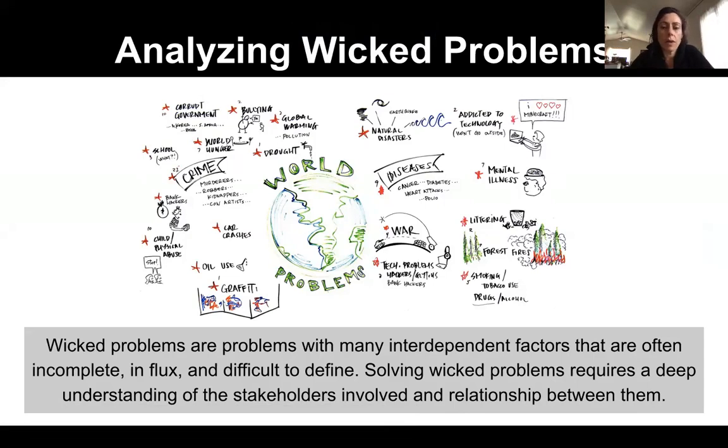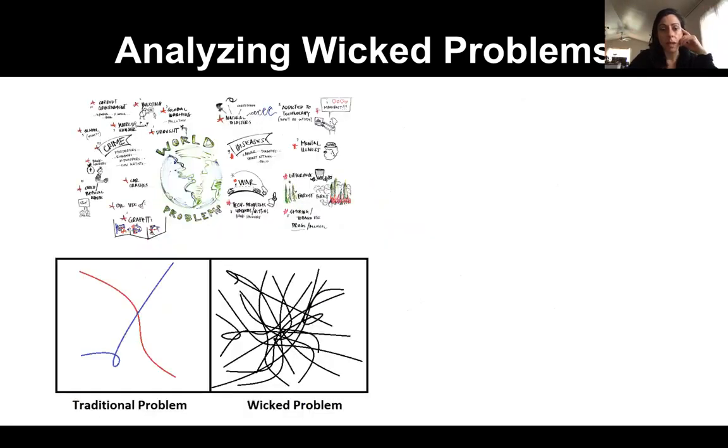And typically, solving a wicked problem requires a really deep understanding of the stakeholders involved and, of course, the relationships in between them, which is why analyzing a wicked problem with a diagram can sometimes be really important. So when you look at a traditional problem, yeah, there could be a couple different lines and it might be a little complex, but with a wicked problem, there's just so many different pieces.